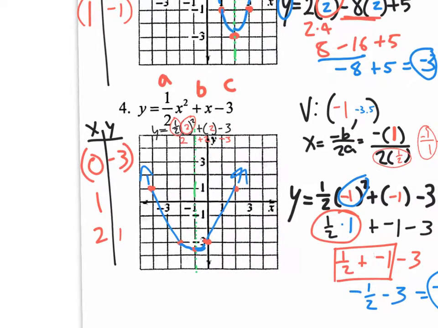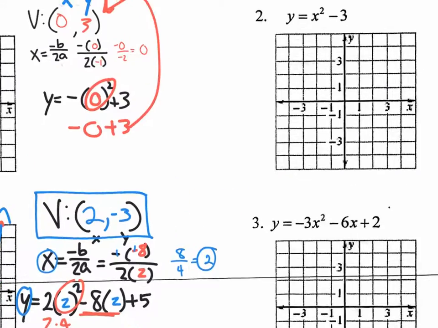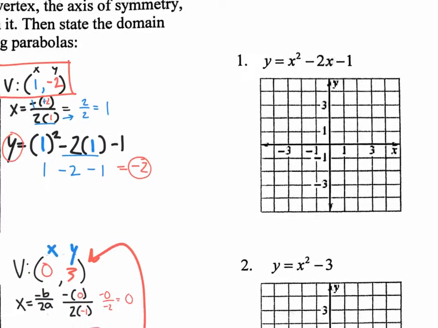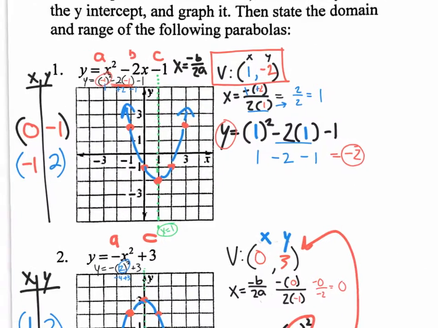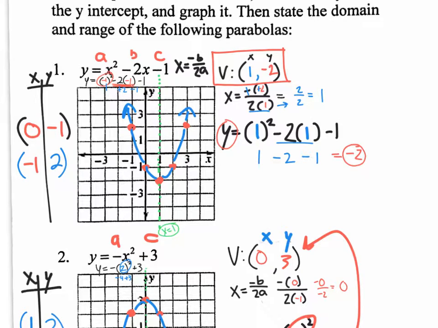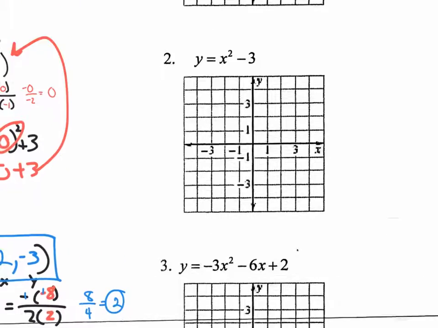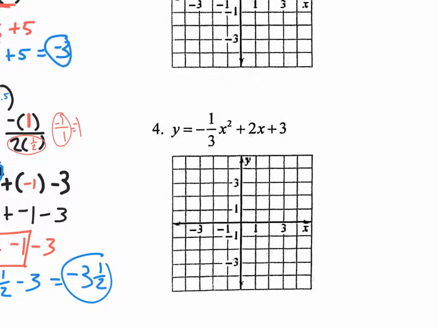I hope this helps, and I want you guys to try the other 4. As a matter of fact, you could skip the first one, okay? That's a freebie. You know why you could skip it? Because it's the same exact one as the one over here that we just did. Typo, my bad. So you can skip number 1. All you're doing is numbers 2, 3, and 4 for homework. Go for it. Have fun. Enjoy.